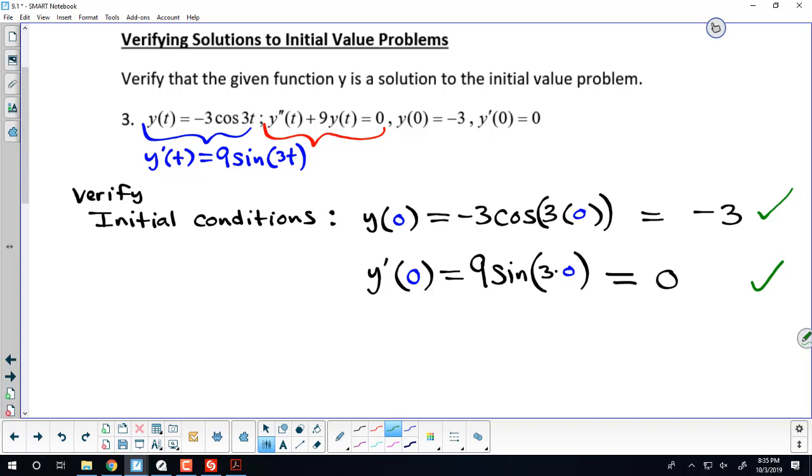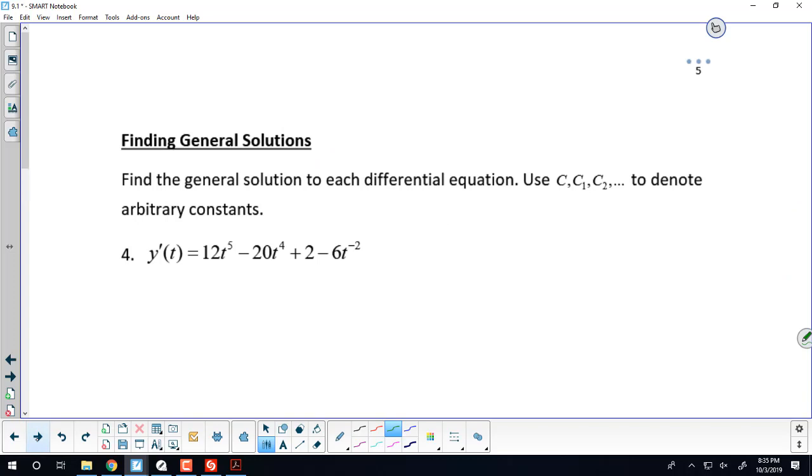Easy enough? Can we move on? Or do we want to work that? Yeah, 9.1 is not too bad. I don't think 9.1 is anything outside of the realm that you haven't seen.